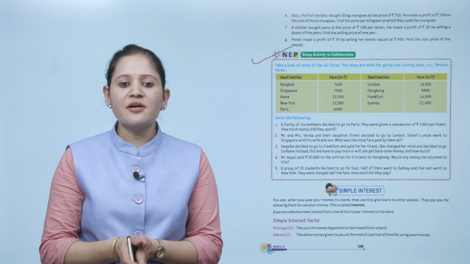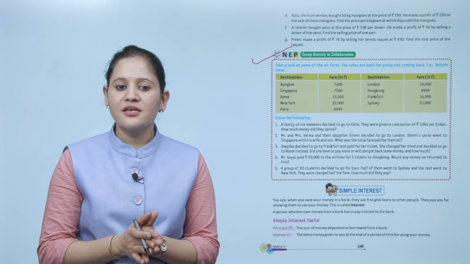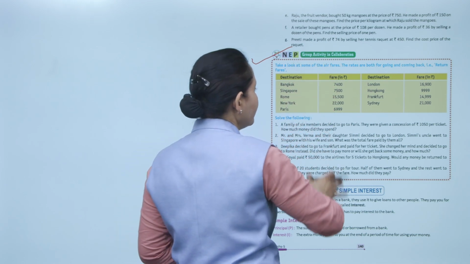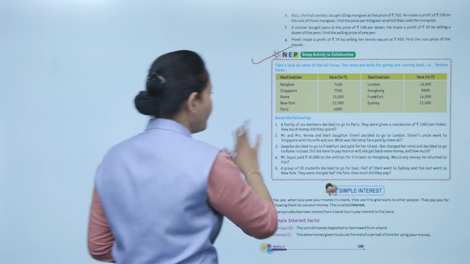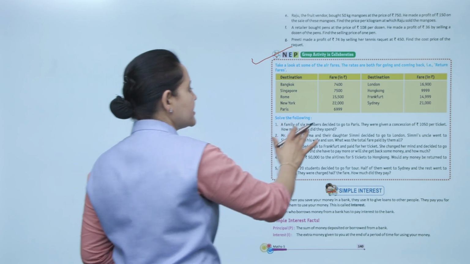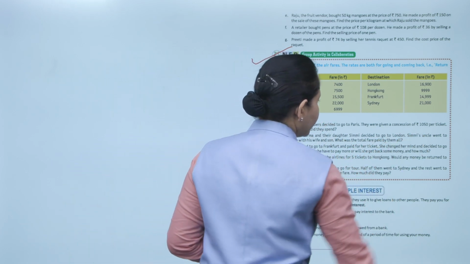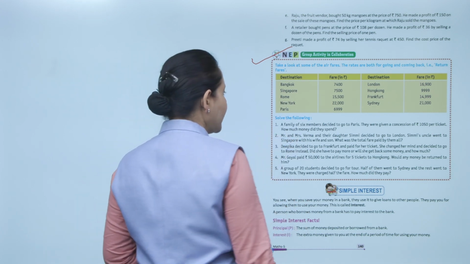Take a look at the sum of the airfare, the rate of both going and coming back, the return fare. This is the destination, this is the fare. Here the destination is given and this fare is given. Solve the following. A family of 6 members decide to go to Paris. They were given a concession of rupees 1,050 per ticket. How much money did they spend?